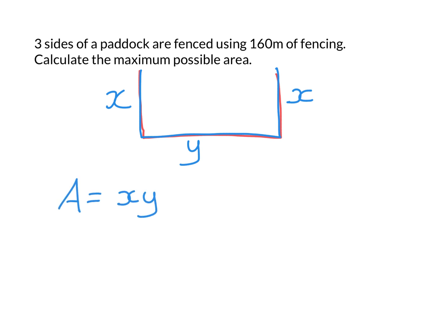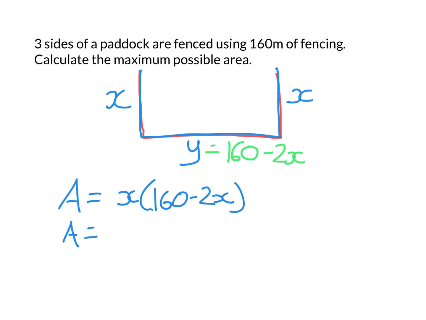The problem is we don't really know how to solve equations or find maximum or minimum when there are two different variables. We need to write y in terms of x. So if it's 160 all the way around, this length is 160 minus x minus x. This is 160 meters minus 2x. So I'm going to replace y in my area here with 160 minus 2x. So here is a function for the area. In order to find its max or min value, we have to expand it.